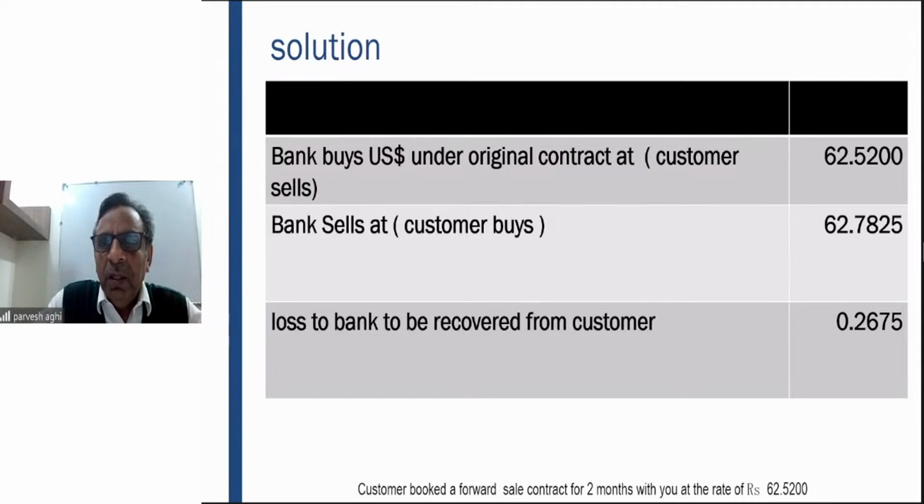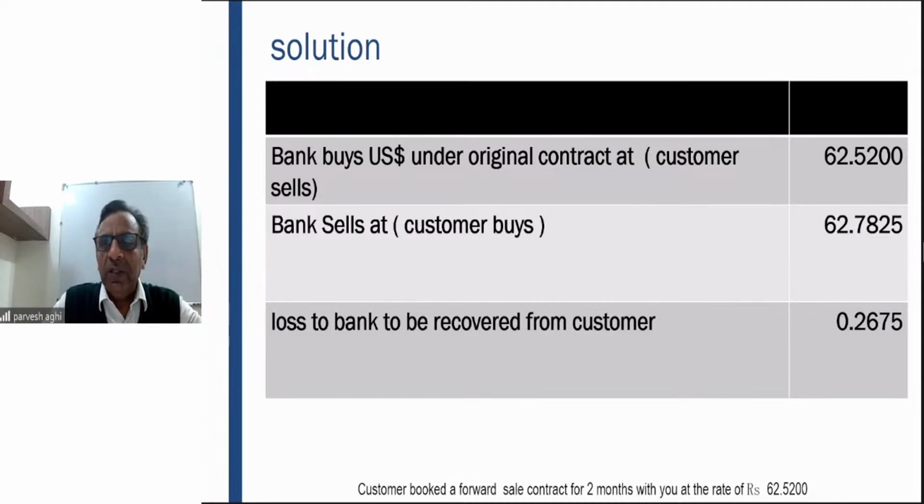When he buys, both the contracts get cancelled. So he's cancelling it. He's now buying. First he sold, now he buys. So he buys at 62.78 and he sells at 62.52. Which means the loss to the bank, to be recovered from the customer, will be 0.2675.